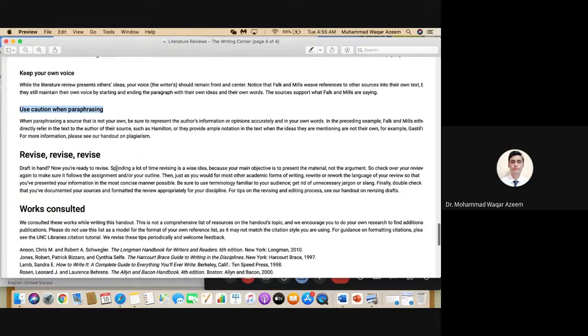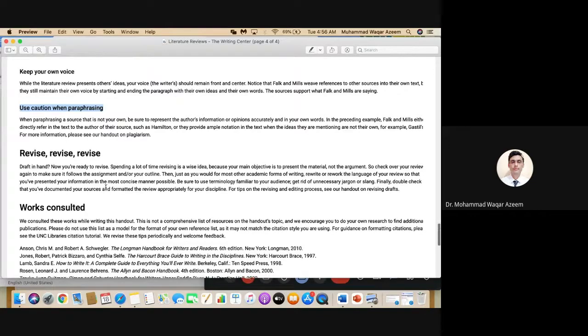So once you have your literature review ready, it's very important to revise it many times. Because your literature review is basically based upon the opinion of other writers, therefore it takes a little time for you to make it into an organic whole so that it should look like one piece of writing written by you. So it's very important that you revise it to change it, to give it a consistent flow throughout.